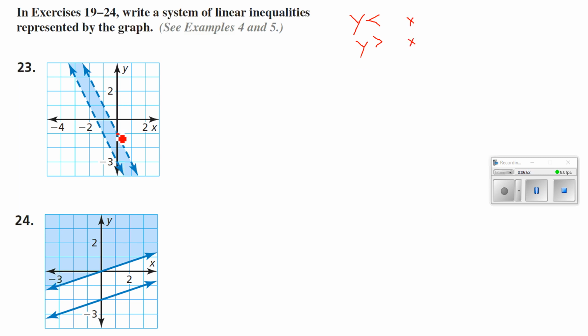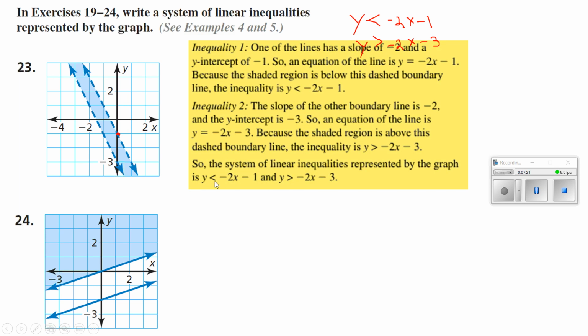This one crosses through a negative 1. So I'll put negative 1 here. And it has a slope that goes down 2 and over 1. That's negative 2. This one has the same slope, down 2 and over 1. So it will also have negative 2 for a slope, but it crosses through negative 3. And there's my two systems. Y is less than negative 2x minus 1, and y is greater than negative 2x minus 3. Looks like I got those right as well.